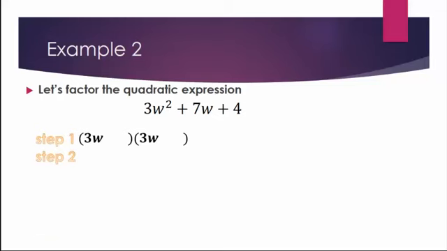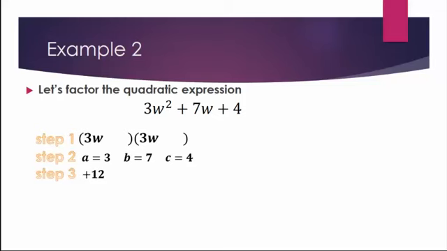Step 2, identify a, b, and c from the expression. A is in front of w squared, b is in front of w, and c has no variable. So it's going to be 3, 7, and 4. They're all positives because I didn't have a minus sign in my expression. Step 3, multiply a and c. So 3 times 4, positive 12. Remember I said make sure you put the sign in front because it's going to help us with the factors.